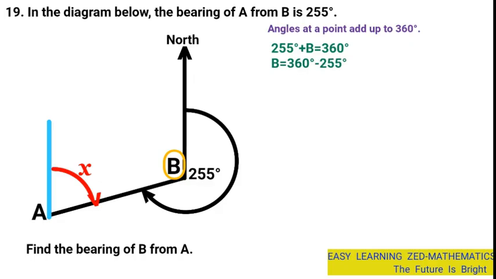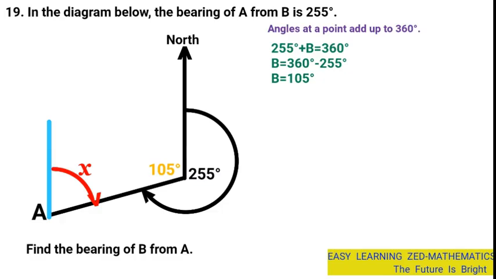Then I'm going to write B. Then we're going to find the difference of 360 and 255 degrees, which will give us 105 degrees. So that is the value of angle B. So I can replace that angle by 105 degrees. Now we have found the angle which is adjacent to the bearing, which is A from B.